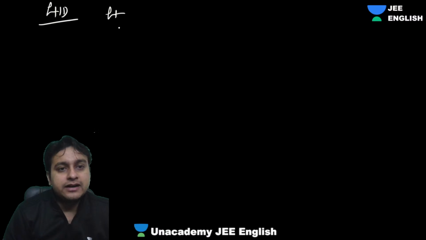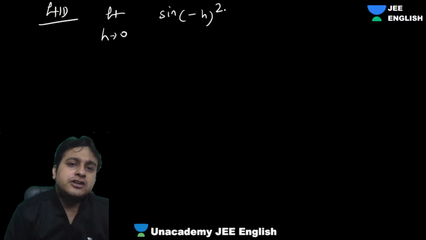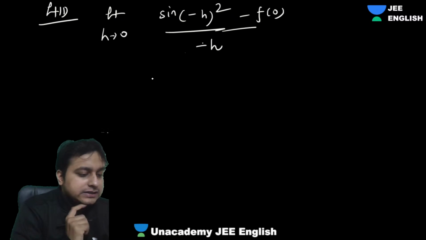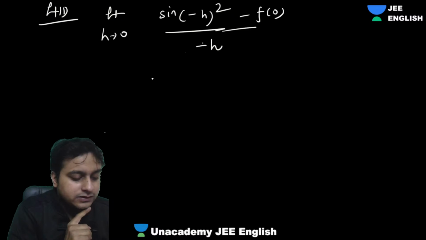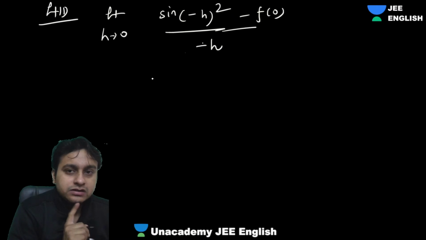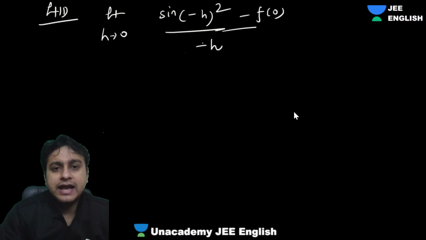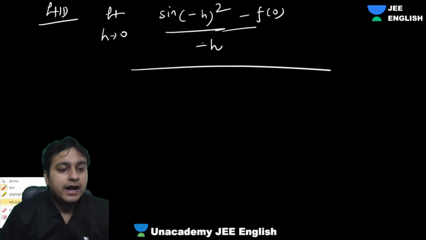So guys, if you look into this part, we can obviously put h tending to 0, f of, that is, sine of minus h whole square, divided by what? Minus f of 0, right? Upon minus h. Are you guys getting the point, everyone? This is what we will get, right? And this h was also there. It was x, so in place of x we'll have minus h, and whole divided by minus h. Are you getting the point, everyone?